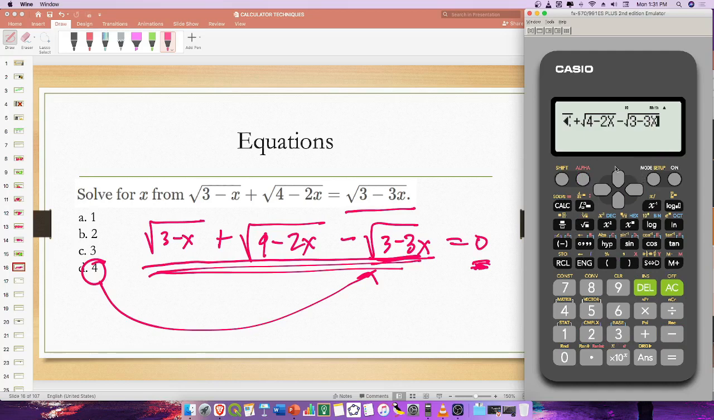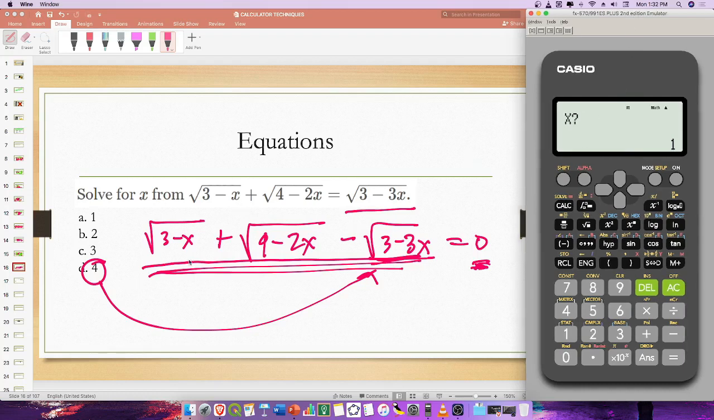Our goal is to find the value of x that will make this expression 0 using the calc function. Take note, do not use shift solve here. It will actually consume a lot of time. We will not do that now. Shift solve is not in my agenda for today. Alright, now let's substitute the value 4. It will give you a math error.